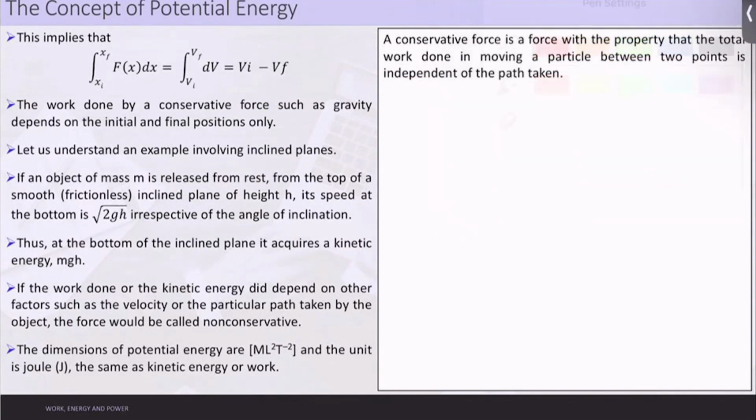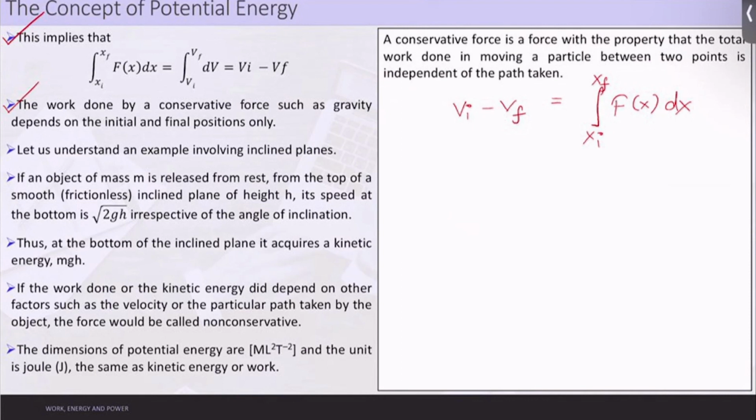Fine. So let's move forward. What we got is Vi minus Vf. Please remember it's not Vf minus Vi here, it's Vi minus Vf. That is equal to the integration from xi to xf of F of x dx. That's how we find this potential difference. Therefore, the work done by a conservative force.